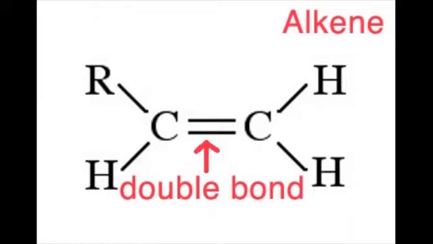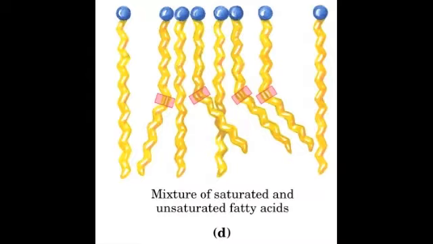Margarine, on the other hand, is an alkyne, containing carbon-carbon double bonds. These double bonds create kinks in the fatty acid, which reduces the number of van der Waals attractions, causing oils to be liquid at room temperature.